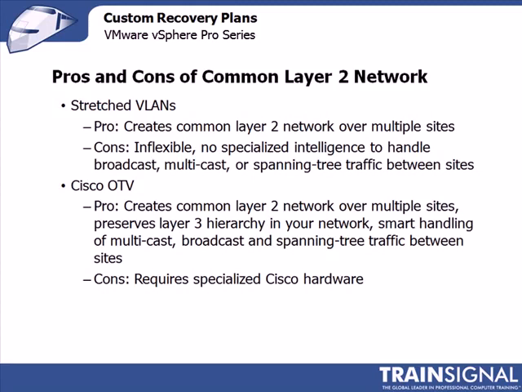Cisco OTV, on the other hand, has the exact same pro. It's a common layer 2 network across sites. However, it also preserves the layer 3 hierarchy within your network, and each of your remote sites can continue to have its own networking addresses underlying everything. So routing and firewall access and access to internet can all stay exactly the same way that it's been. Voice traffic could be the same way. However, there's a smarter handling of the multicast and the broadcast and the spanning tree traffic that brings a site intelligence to the switches controlling Cisco OTV.